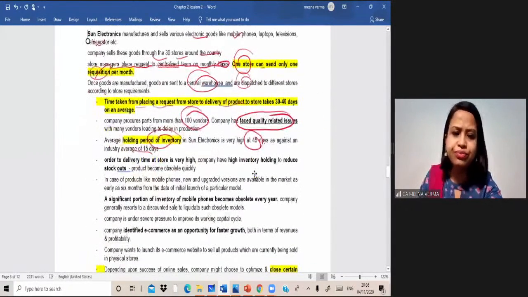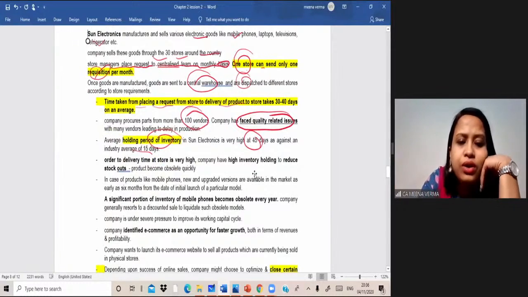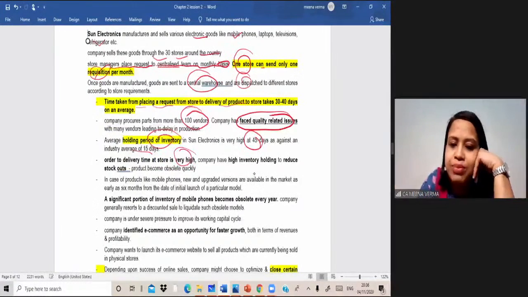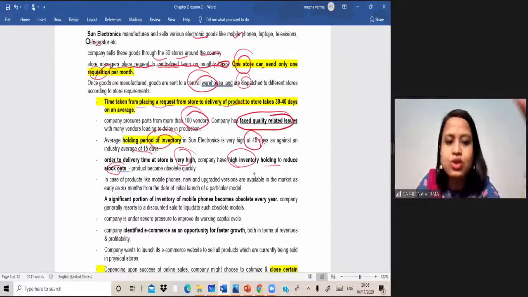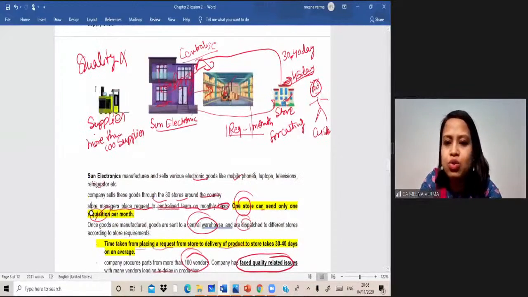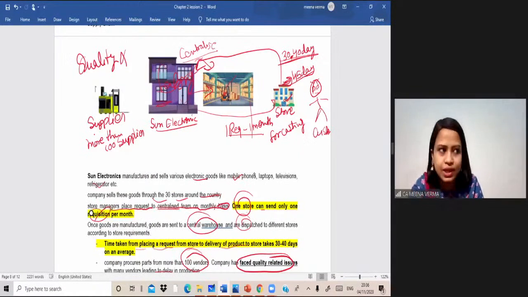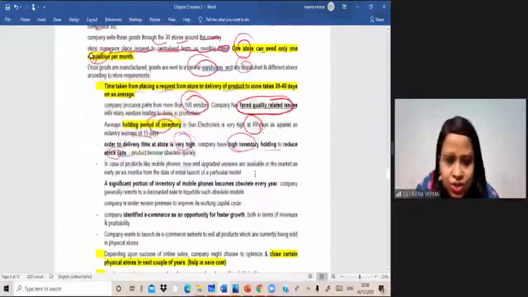Now, the order to delivery time at the store is very high. The company has high inventory holding to reduce stock out situations. So you can see, to order the product and to receive the delivery, the time is very high. 30 to 40 days to order and receive the delivery is a high time. So this is a problem.